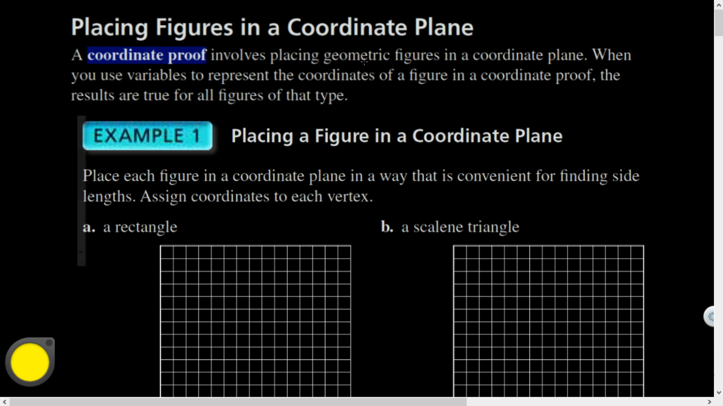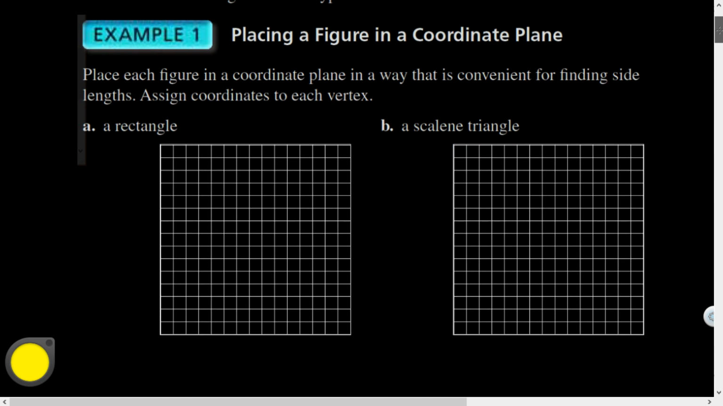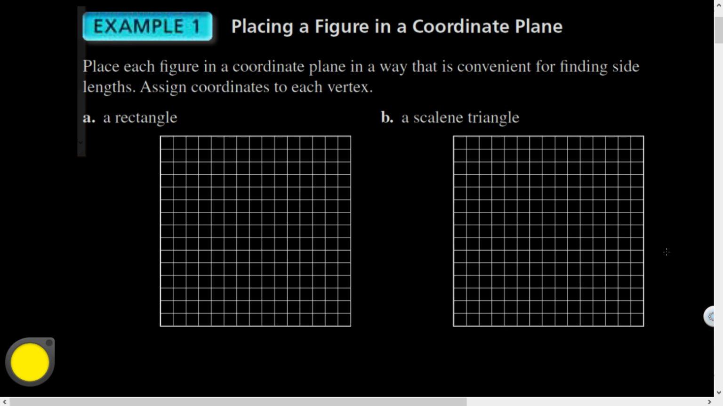Coordinate proof involves placing geometric figures in a coordinate plane. You use variables to represent the coordinates in a coordinate proof. The results are true for all figures of that type if I have variables representing the coordinates. If I plug in a very particular set of coordinates, I only prove it for one case, not the infinitely many cases of that shape. So it says, place each figure in a coordinate plane in a way that is convenient for finding side lengths.